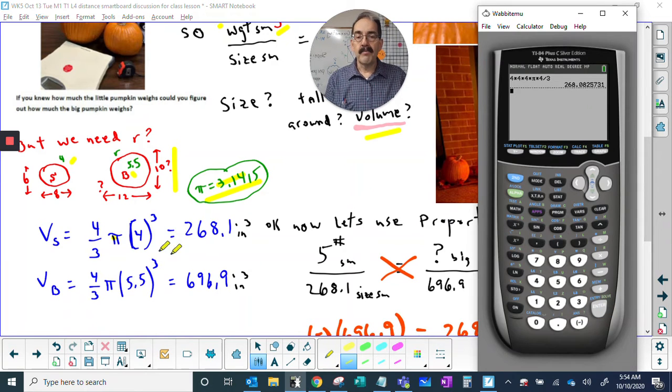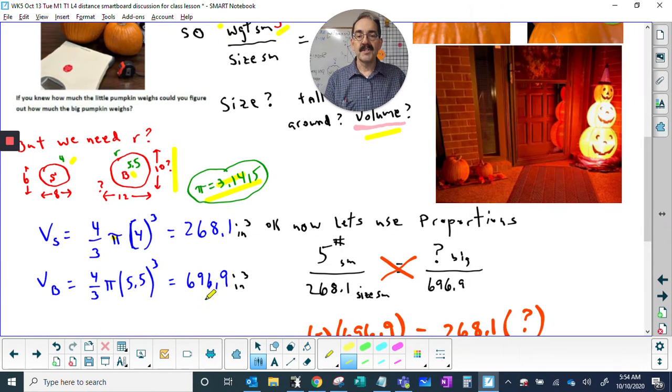We'll do the same thing for the volume of the big pumpkin, and 5.5, if we do that math, we get 696.9. Okay, now, remember, in this class, it's all about what do you remember, what do you know, and what can you ask. Okay, so we asked questions, but you know proportions. So now we have 5 pounds is to a certain size. The big pumpkin, we don't know this. We're trying to figure it out.